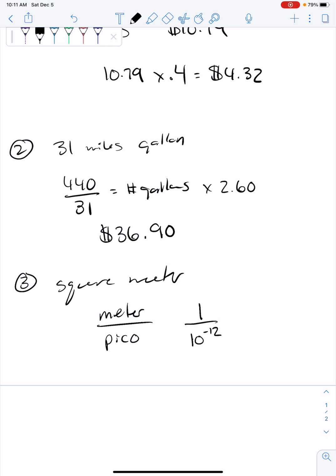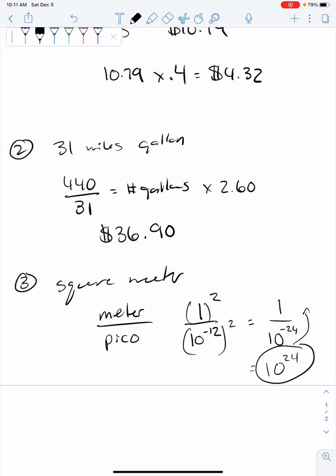But if I read the question carefully, it doesn't just want a meter. It wants a square meter and a square picometer. So I've got to take that 1 and square it, and I've got to take that 10 to the negative 12 and square it. So what I end up with is 1 over 10 to the negative 24, because I have to do 2 times that negative 12. Now what this means is if I bring this 10 to the negative 24 to the top, that becomes 10 to the 24th.